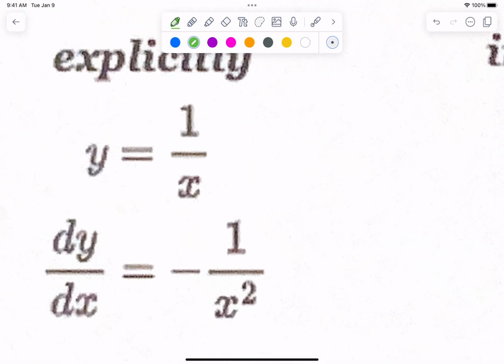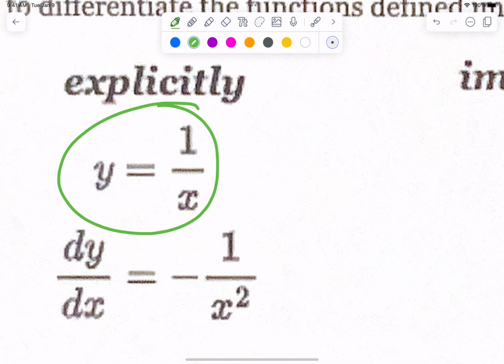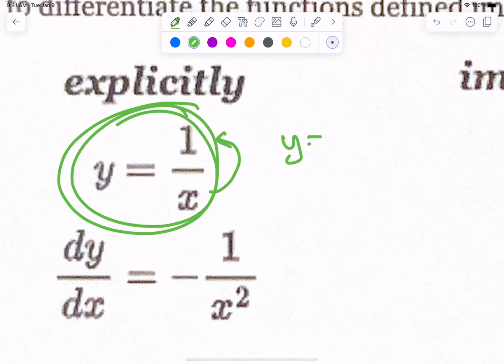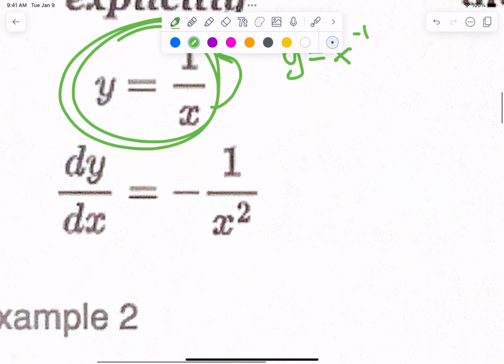All right, so here's another explicit one. We have y by itself, we have x by itself, and they're on separate sides of the equal sign, so we can do that like normal. How would you find the derivative of this? You could do the quotient rule, or you could bring the x to the top, so this would be y equals x to the negative 1, and then you could do the power rule from there, right? Okay, whatever, okay?